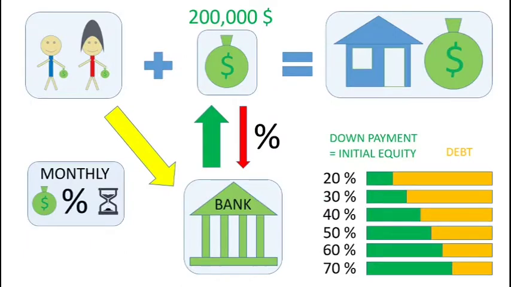Your down payment, and the $200,000 loan from the bank, permits you to buy the house you have chosen. The down payment is the initial equity, the loan is a debt. With your monthly payment, you give back to the bank a part of the loan, and the interest, based on the residual debt. By giving back part of the loan, you gain more equity from month to month.